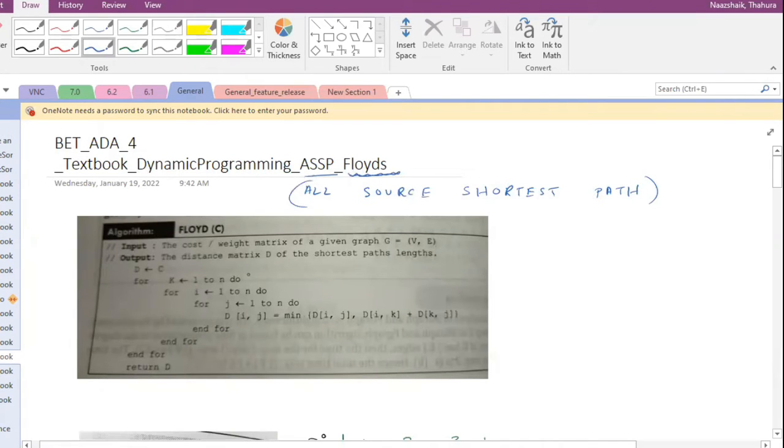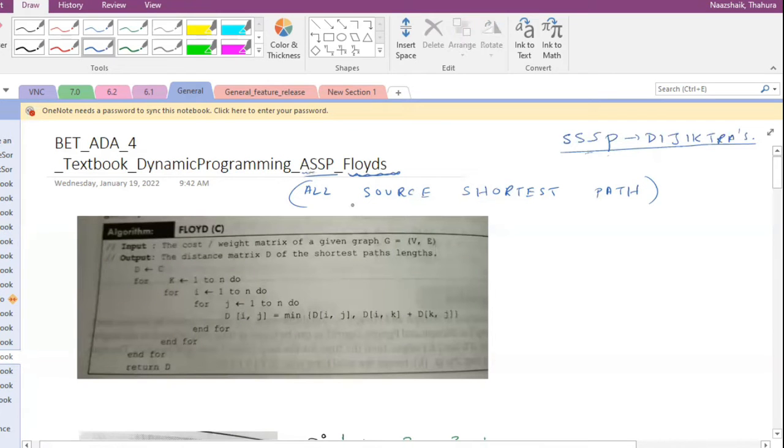We had done a slightly different version of it, which was single source shortest path, which was actually Dijkstra's algorithm. The difference there is we used to have one source. We had to pick a source in a graph and then find the path to all the vertices from it. That was the problem with single source shortest path. Here it is all source shortest path.